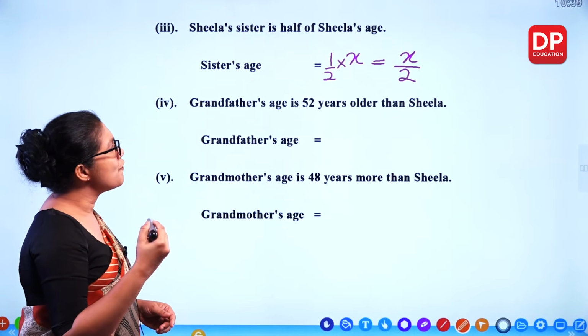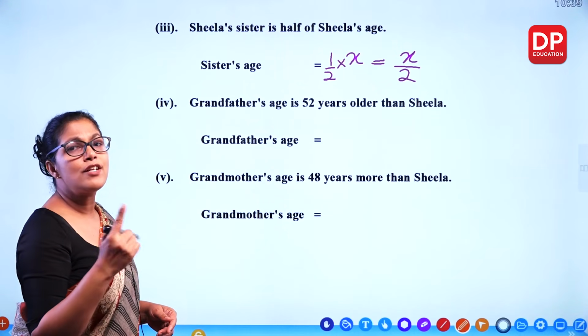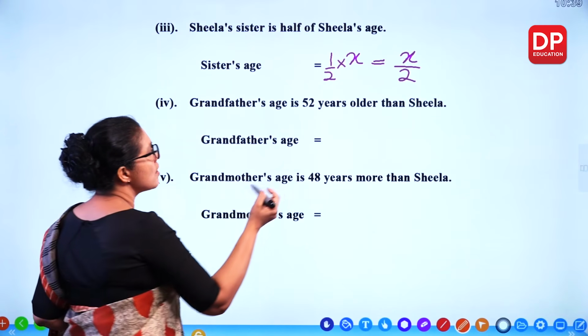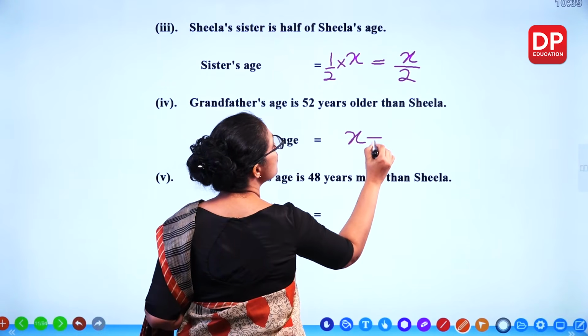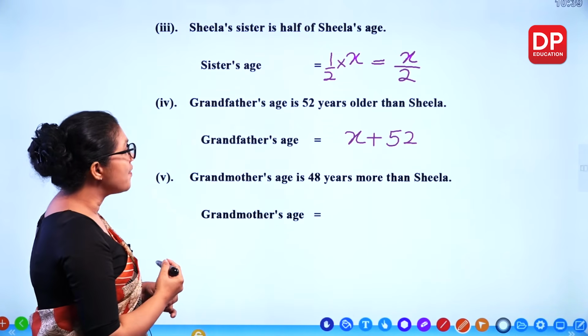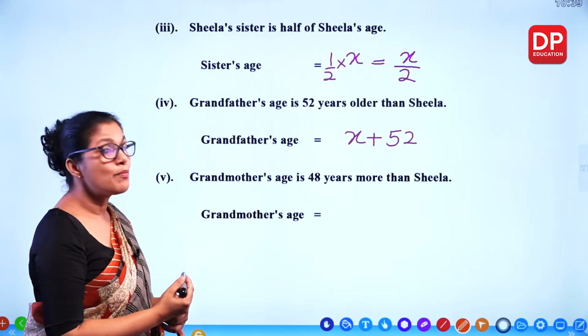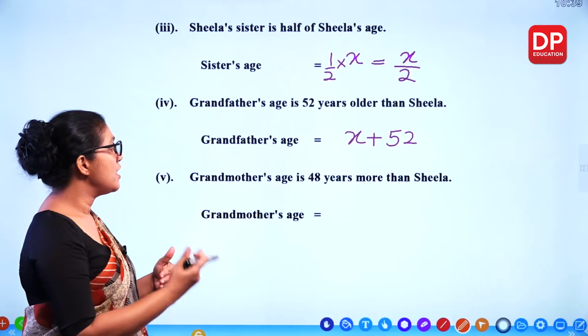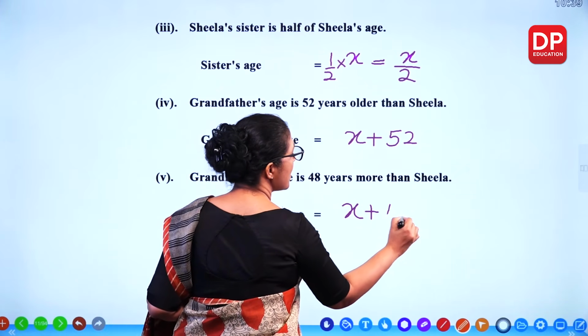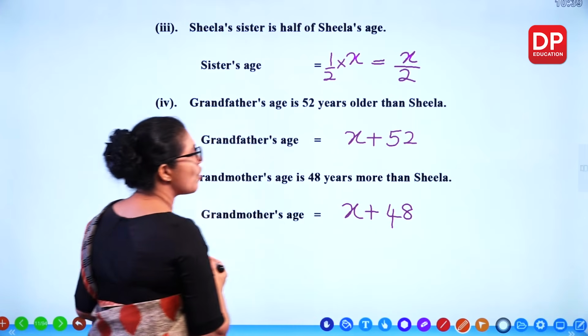Grandfather's age is 52 years older than Sheila. So how can we write grandfather's age? x plus 52. Grandmother's age is 48 years more than Sheila. So we need to add 48 to x. That's x plus 48.